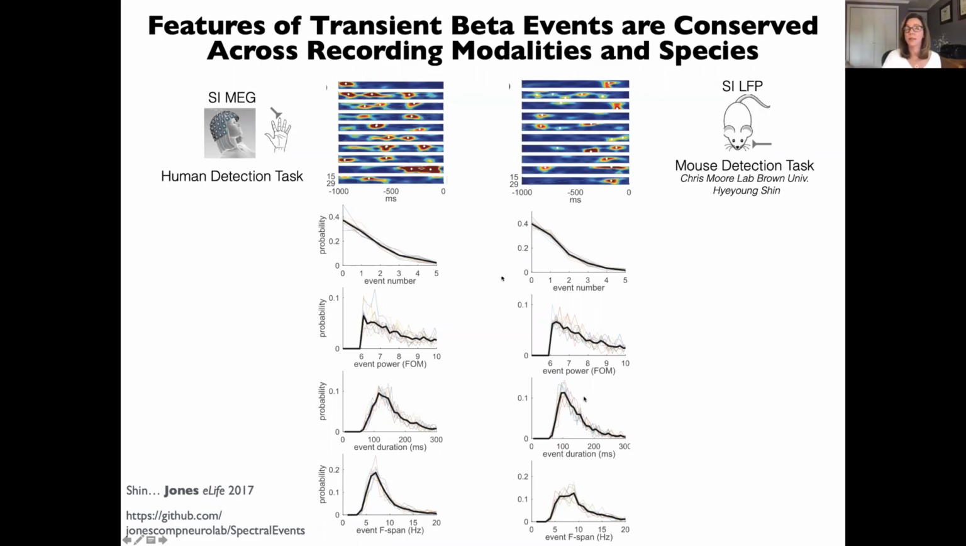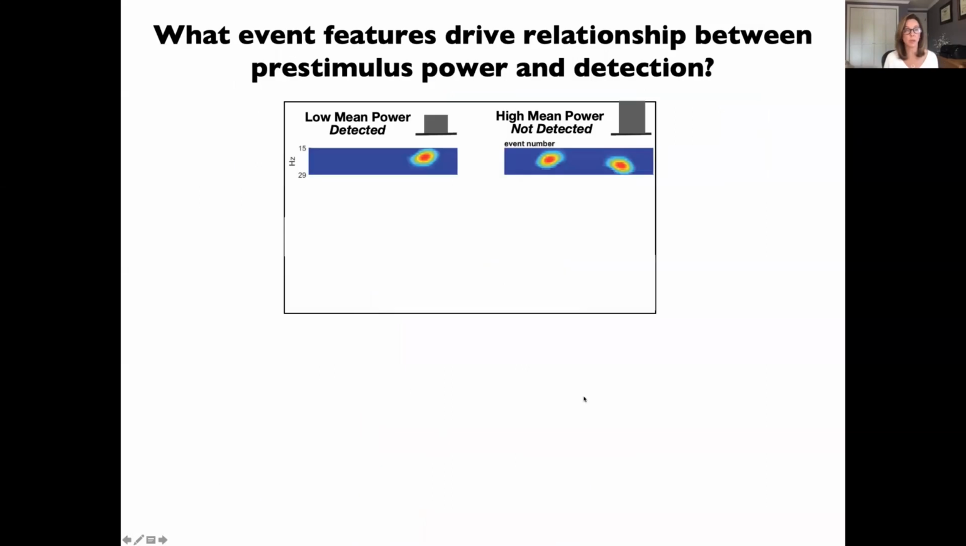So now that we know that these rhythms are transient, we have to revisit the question, what features drive this relationship between pre-stimulus power and detection? Remember, if we had low average power, then the subject was more likely to feel that tap to the finger. If we had higher power, the subject was less likely to feel that tap to the finger. And so when we think of an oscillation being higher in power, we might automatically think, well, that means the oscillation was higher in amplitude, or there was a bigger network contributing to the response. But now that we know that these oscillations are transient, there's several features that could contribute to a difference in average power.